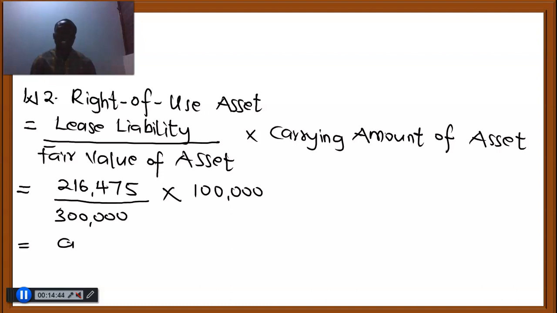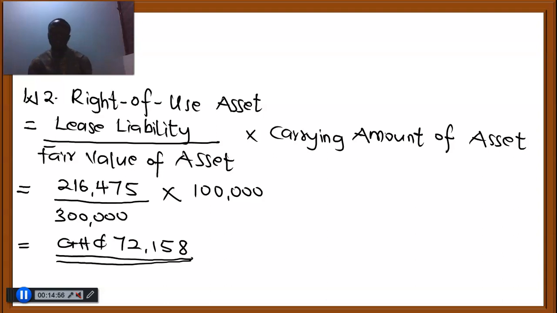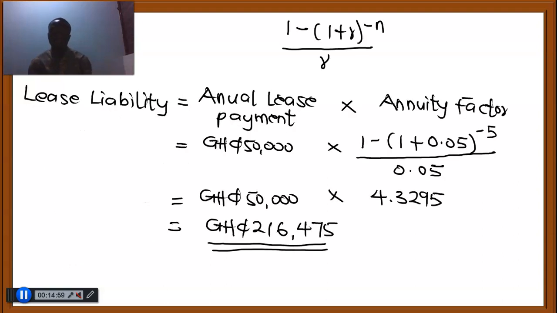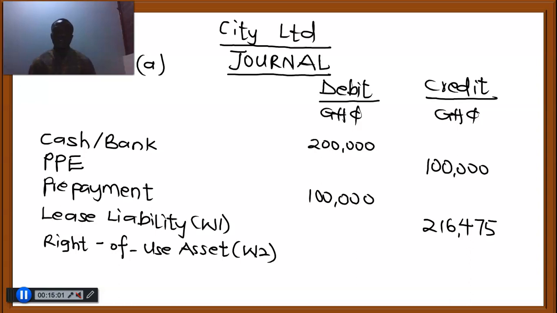This gives us a right of use asset of 72,158. So we go and record it in our journal. Right of use asset is an asset, and assets have a debit balance. So we have 72,158 here.